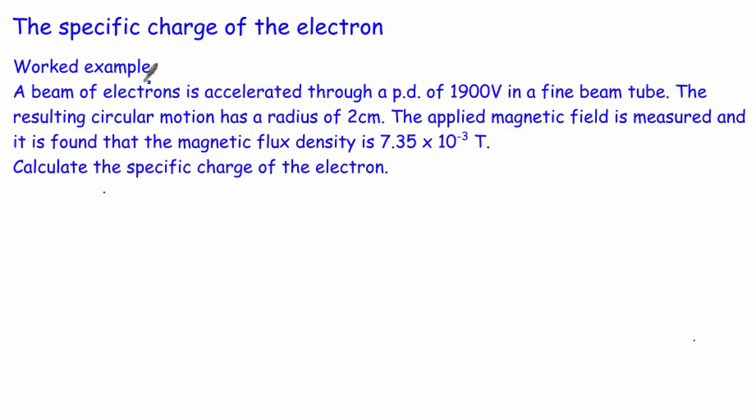Okay, so we're going to do one really quick worked example. We have a beam of electrons that's accelerated first of all through a potential difference of 1900 volts. So that's our anode potential, because it's the anode that does the accelerating. We then find that these electrons go in a circle and the radius is 2 centimeters, and that the applied magnetic field is measured, and we find that the magnetic flux density, so that's our B, is 7.35 times 10 to the minus 3 Tesla. So we've got radius, magnetic flux density, and an anode potential.